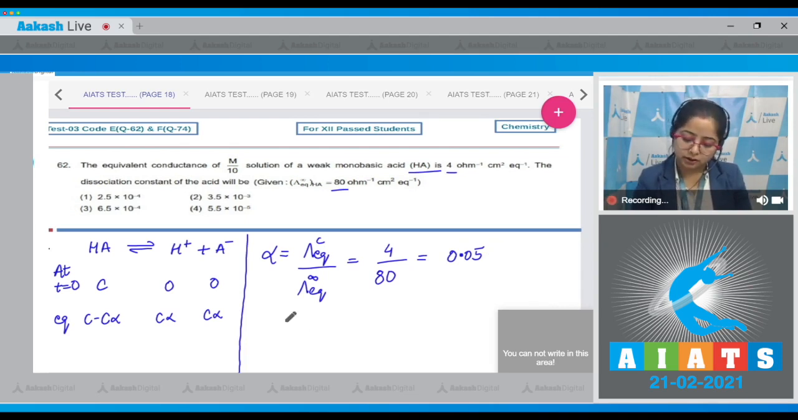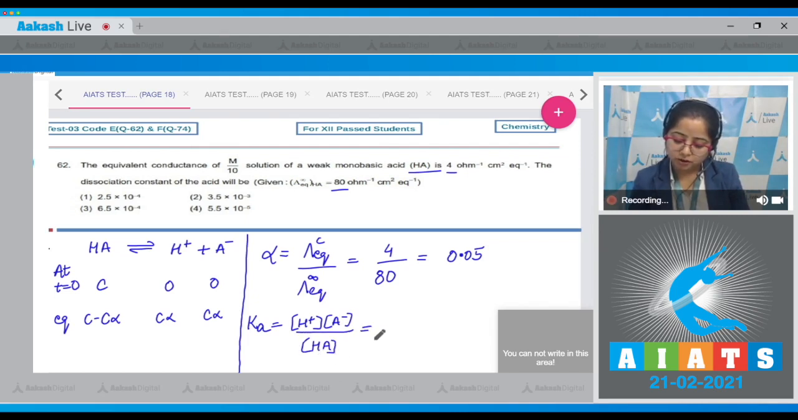Now we can calculate dissociation constant Ka. Dissociation constant is equal to concentration of H+ multiplied by concentration of A- upon concentration of HA. Let's put the values here. C alpha upon C minus C alpha, which is equal to C alpha square upon 1 minus alpha. Since the value of alpha is very small compared to 1, therefore 1 minus alpha is approximately equal to 1, and the value of Ka is equal to C alpha square.